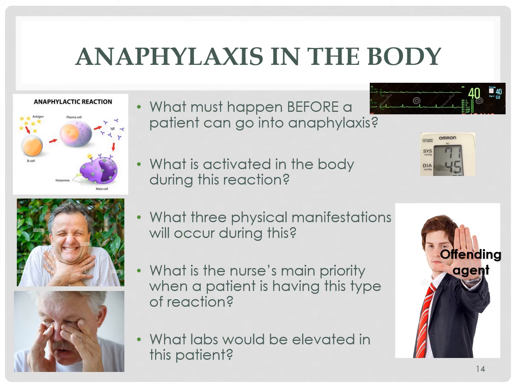What is the nurse's main priority when a patient is having this type of reaction? And you can see my little gentleman over here on the right, he's saying to stop the offending agent, which means you stop whatever is causing that reaction in the body. If it's a drug, we stop the drug, right? If the patient is having anaphylaxis due to food, we take the food away. It's pretty straightforward, right? So we stop the offending agent.